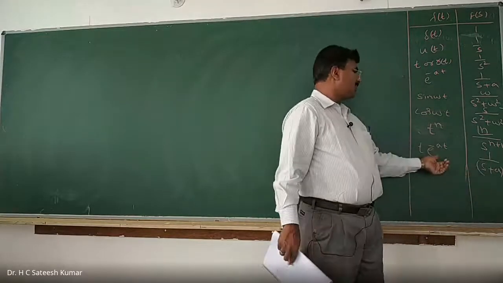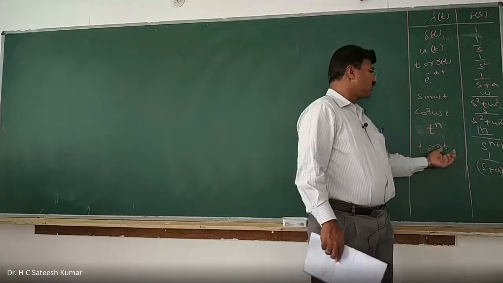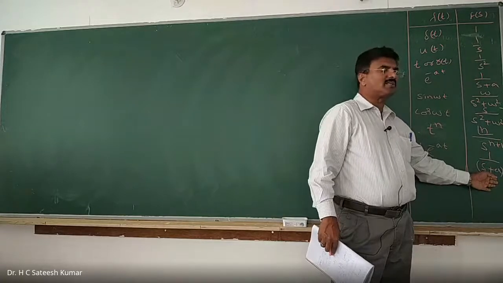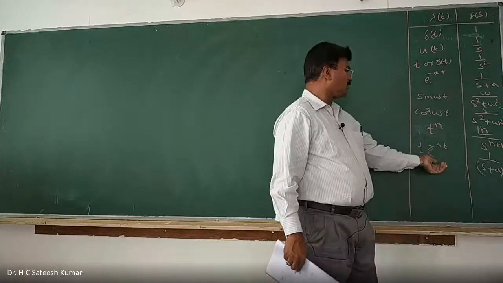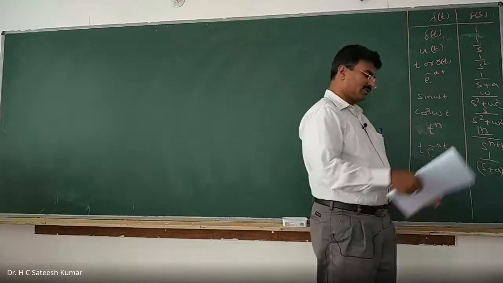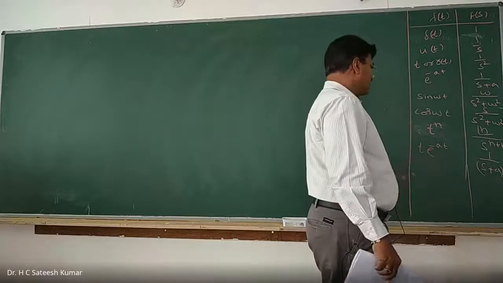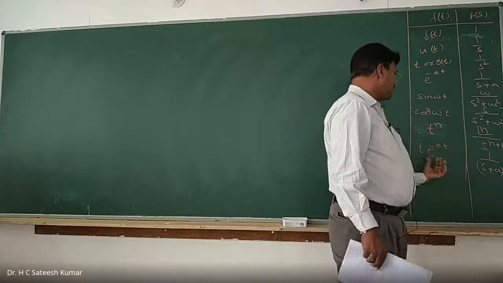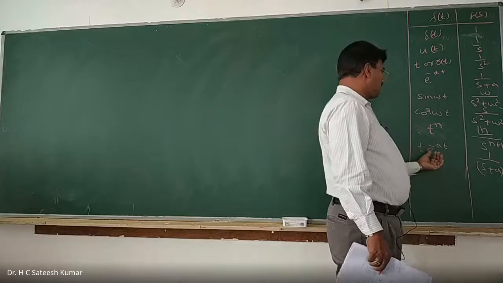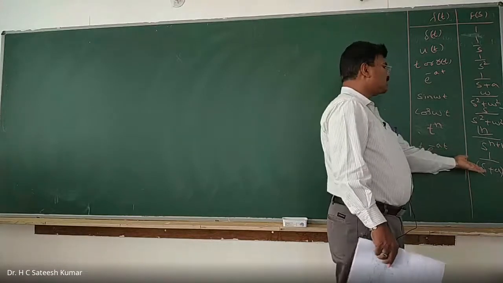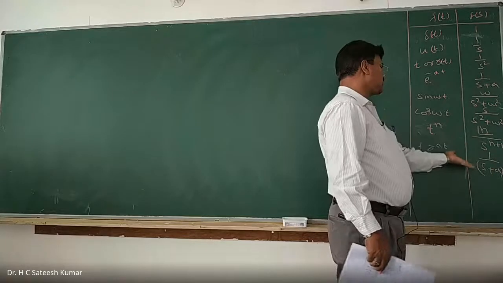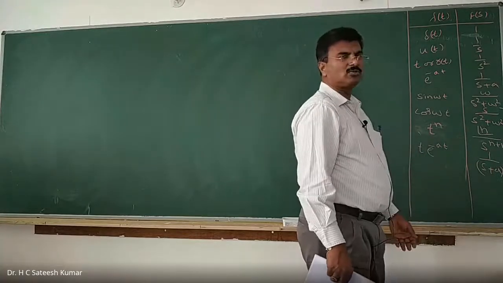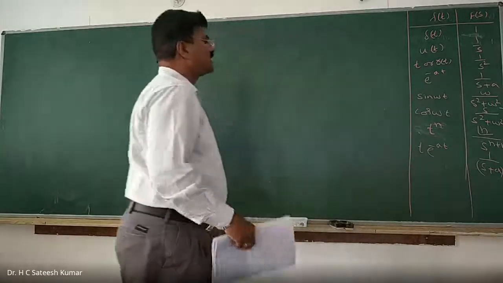Since you have multiplied by e to the power of minus at, it is shifted by an amount equal to a, so s is replaced by s plus a. Using that exponential property, we can directly write that one. Or you can do it by basic definition, integration by parts also. So Laplace transformation of t is 1 by s square; when multiplied by e to the power of minus at, replace s by s plus a. Therefore 1 by s plus a whole square we got it.